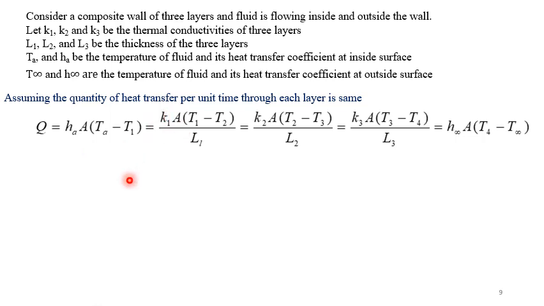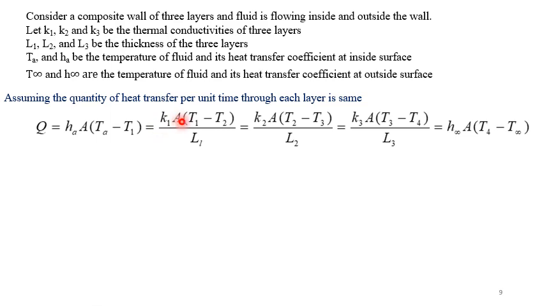hA into (TA minus T1). What is TA? TA is nothing but the inside fluid temperature, and T1 is the inside surface temperature of the composite wall. Similarly, next in layer 1, this is convection heat transfer, and this is conduction heat transfer in layer 1.